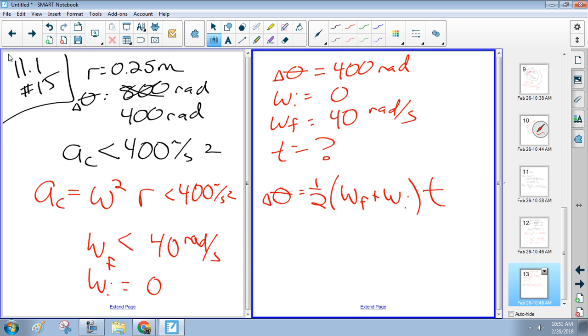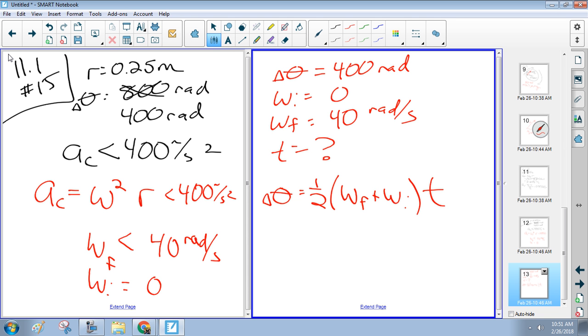Only one acceleration. No, the problem says what's the least time required. You could find the acceleration and then find the time. And doing that, you'd just be doing part B first. But yeah, there are definitely other ways of doing this.